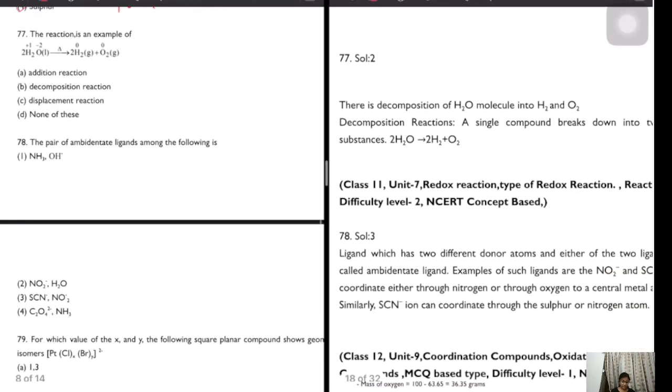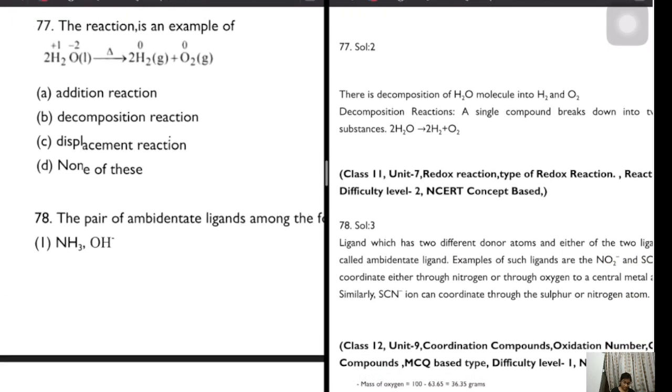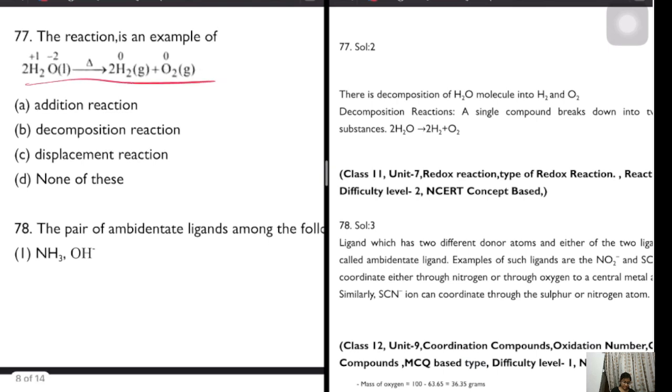Now in the next question, we have this reaction. We have to say what this is. See, the breaking down of water is taking place. That is the decomposition. You can see hydrogen and oxygen, it broke into its constituent atoms or molecules. So it would be a decomposition reaction.